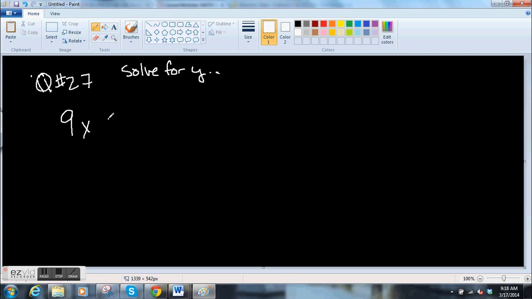So we have 9x plus 3 halves y equals 11, and the question says solve for y, and it's going to be equals something or other with an x. So y in terms of x. So now we want y by itself.